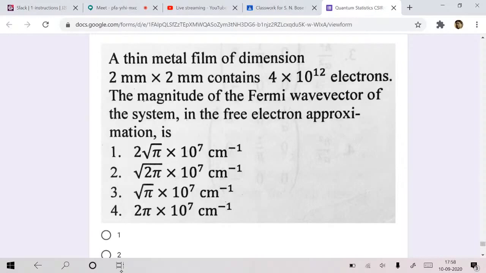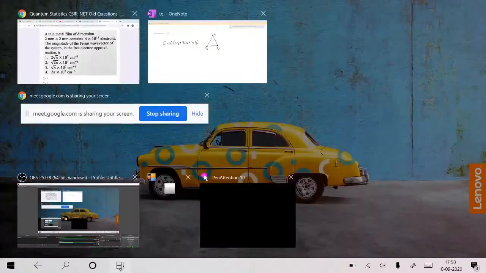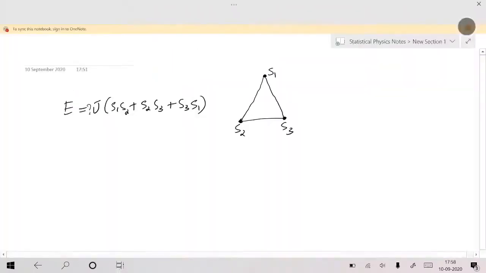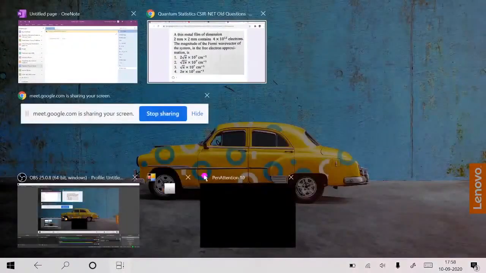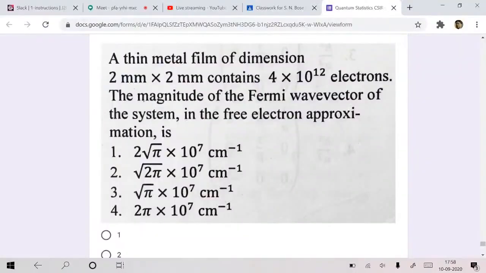My question is, whenever we try to find the number of states or number of electrons, that is capital N, we integrate the density of states, the function like V by 2 pi cube or A by 2 pi square or L by 2 pi according to the dimension, and we multiply that with 2, because once he mentioned electron, you should know that electron is spin one-half.